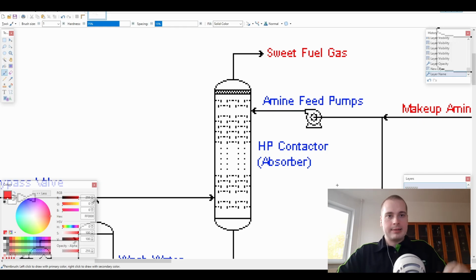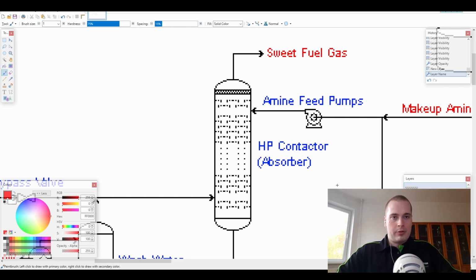So our next column here, which is the high pressure contactor, or in some places they actually call them absorbers because, well, that's where the absorption happens. But originally the plant was designed and this whole vessel was named contactors, so I'm just going to refer to that as a contactor, but it just means absorber. So the contactor is where our magic happens.